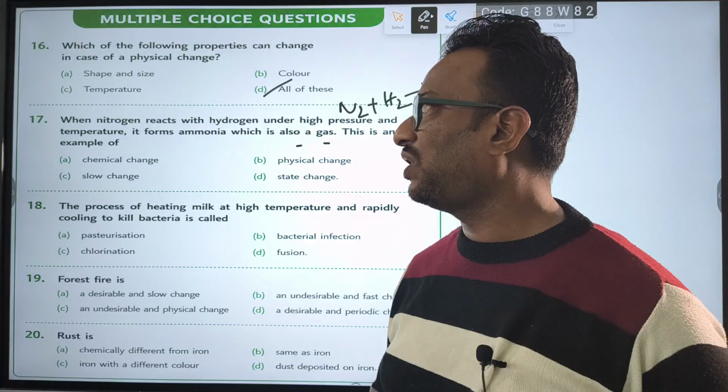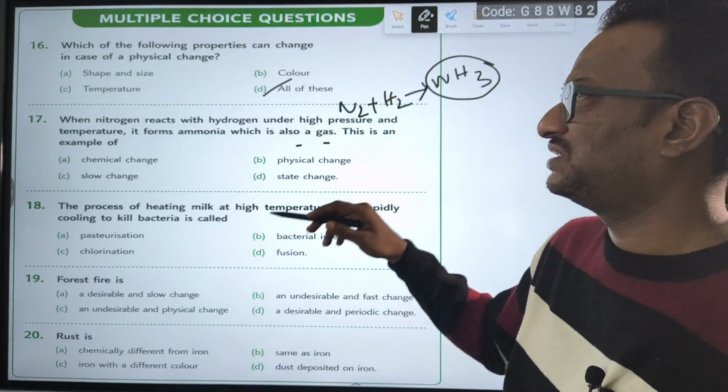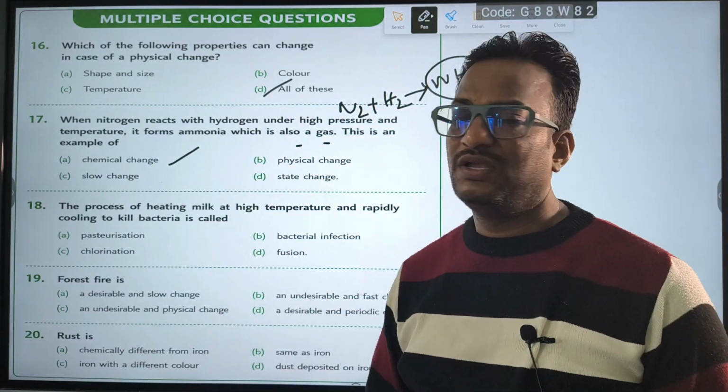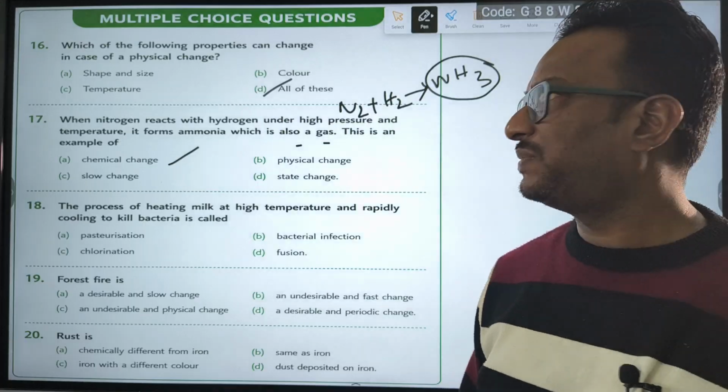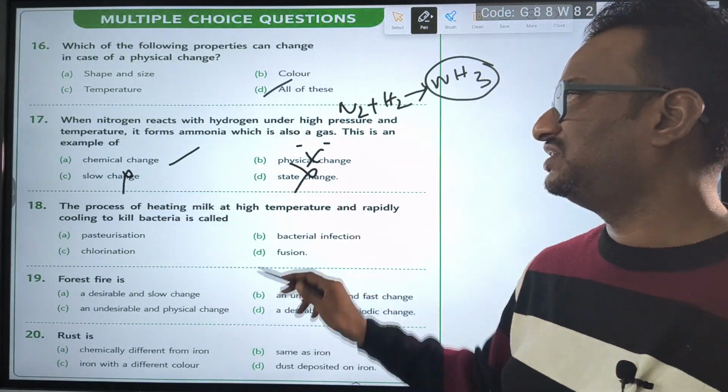This is an example of a chemical change. Here a new substance is formed. Ammonia is a new substance, so it is definitely a chemical change. In a chemical change, a new substance is going to be formed. It is not a physical change. It is not a slow change. It is not a state change.